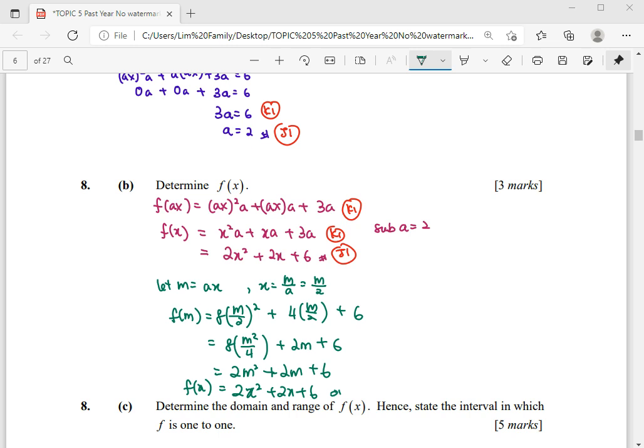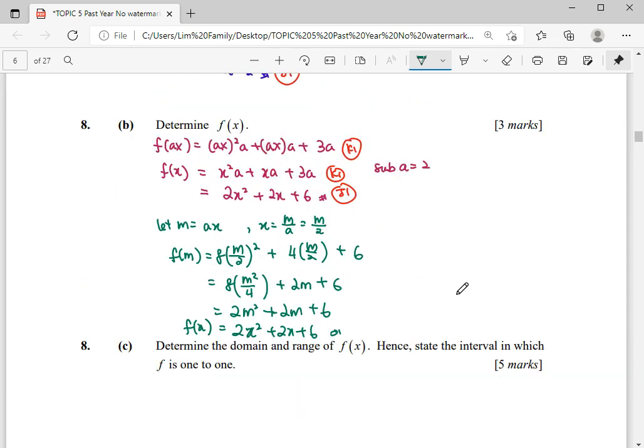So the question just tests you on how you see your mapping. Do you understand mapping or not? Do you understand mapping ax to the answer, mapping x to the answer? Alright, so continue to see. Determine the domain and range for this quadratic function f(x). State the interval where the function is 1 to 1. So we want to make it 1 to 1.